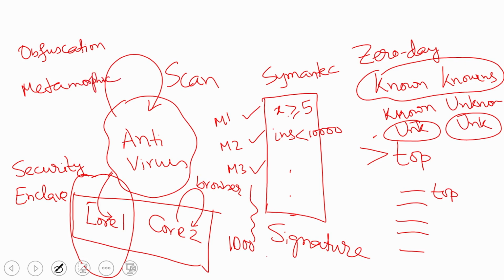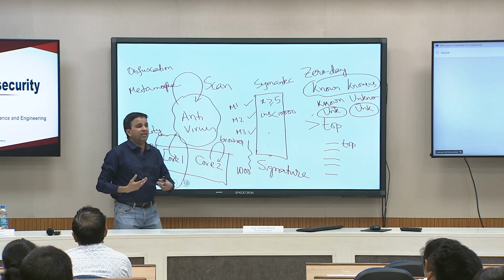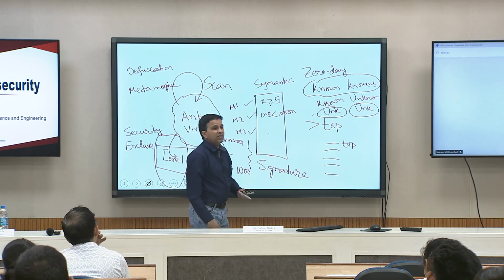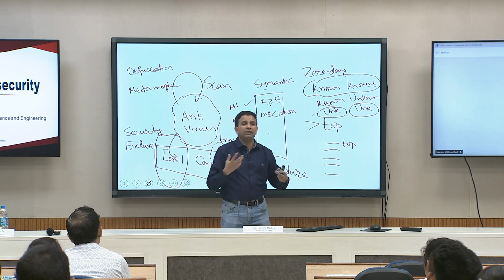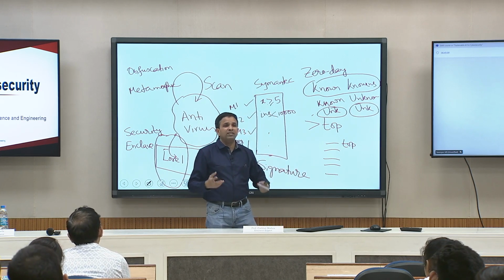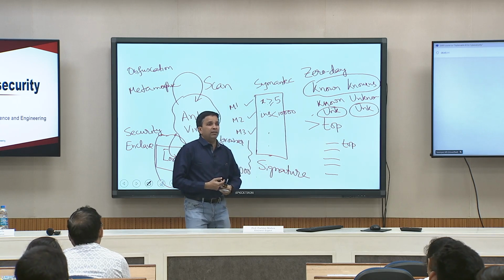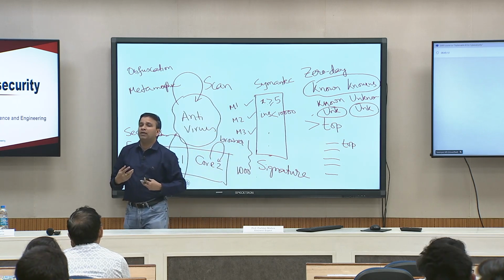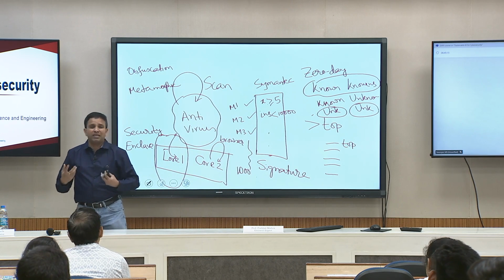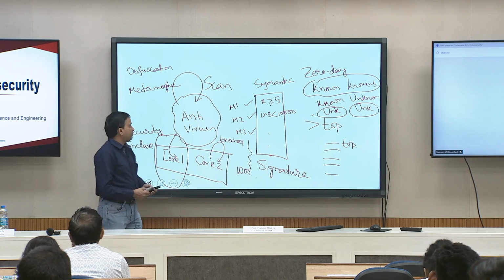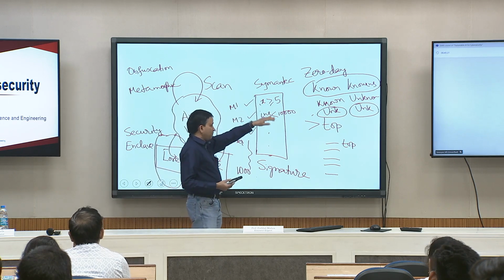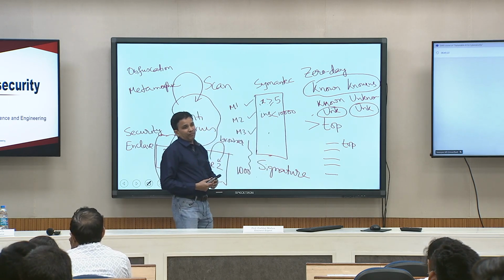Obfuscation, as I explained, is like this: a thief normally wears jeans, so I do not want to wear jeans. I will wear a dhoti or pajama or whatever is treated as a normal human being. So that would be like obfuscation. I obfuscate myself as a gentleman, as somebody who does not match any of these signatures.